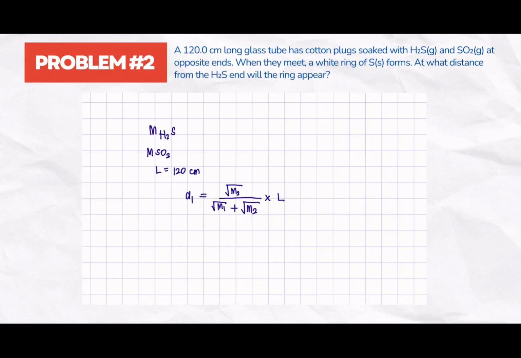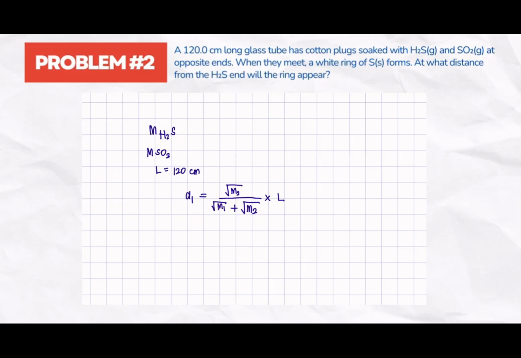Problem 2. A 120.0 centimeter long glass tube has cotton plugs soaked with H2S and SO2 at opposite ends. When they meet, a white ring forms. At what distance from the H2S end will the ring appear? As usual, we write down our givens.